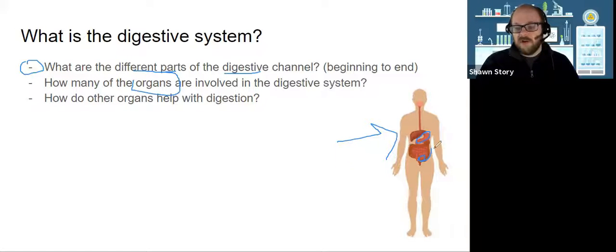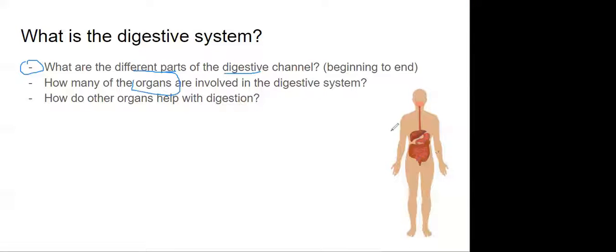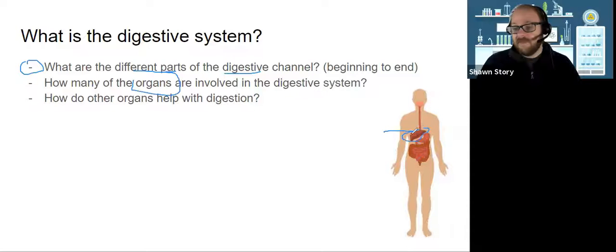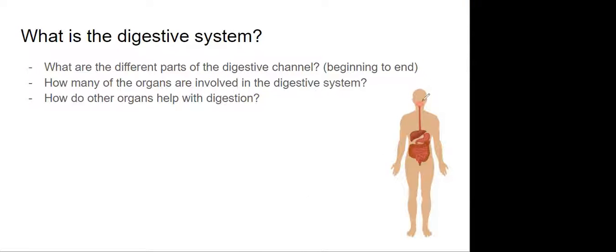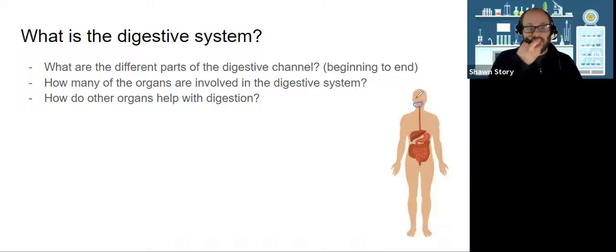How many organs are involved? Do we know any of these other organs that we see in the picture? Any guesses of what they could be? Is that the liver? This is the liver that is involved in the digestive system. The liver does a lot of different things, and it helps with the digestive system. That's one of the things it does do. So the mouth as well? Yes, the mouth. Yep, that oral cavity, right?